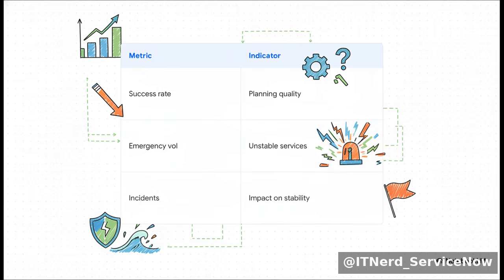For instance, if your change success rate starts falling, well, that's a clear indicator of weak planning, poor testing, or maybe inadequate risk review. If you see a sudden spike in emergency change volume, you might have unstable services on your hands, or perhaps teams are just trying to bypass the governed normal process, which, as we know, is a major red flag. And tracking change-related incidents shows you the true direct impact your changes are having on overall service stability. These metrics basically give you the data needed to address root causes head-on.